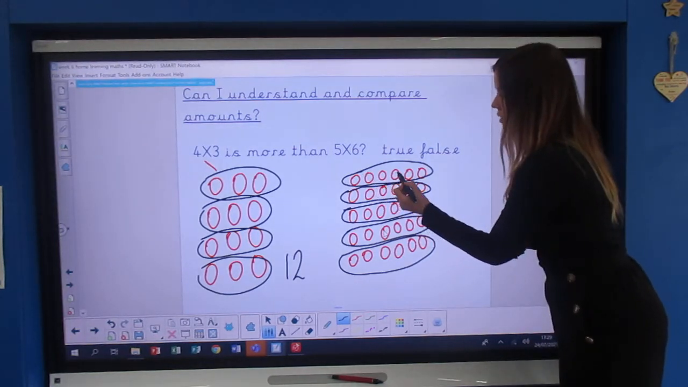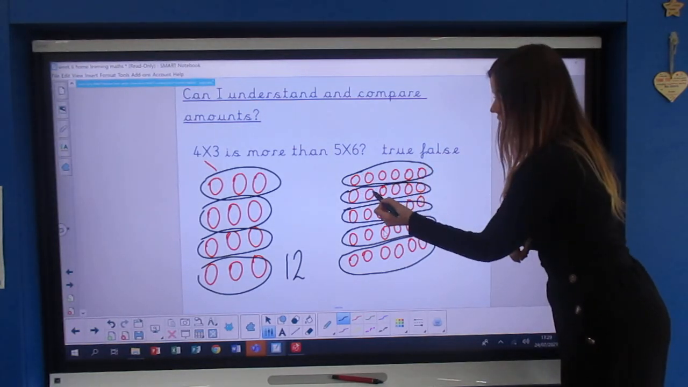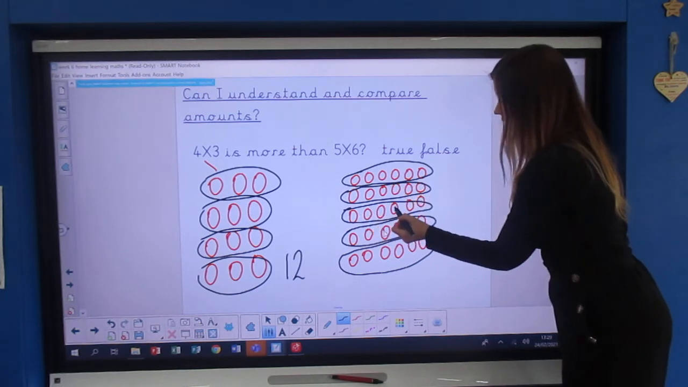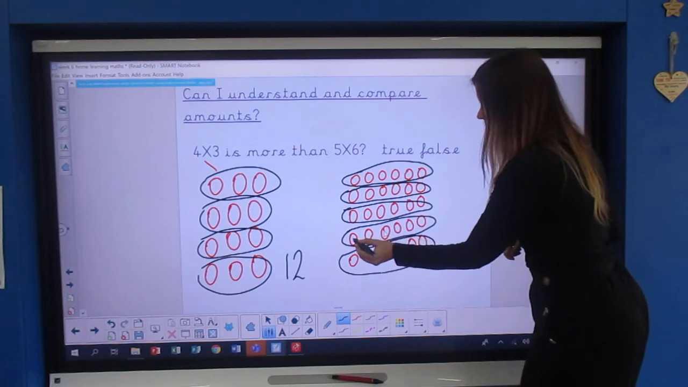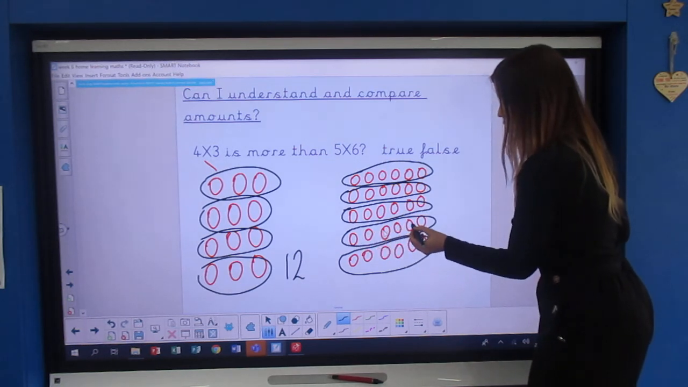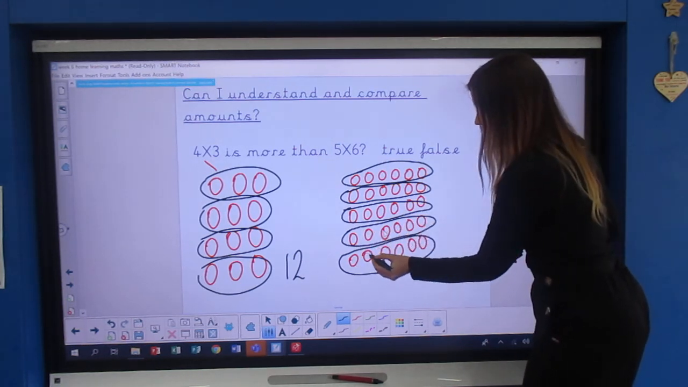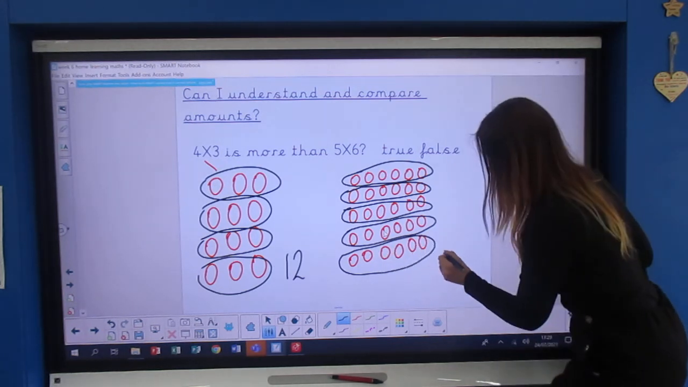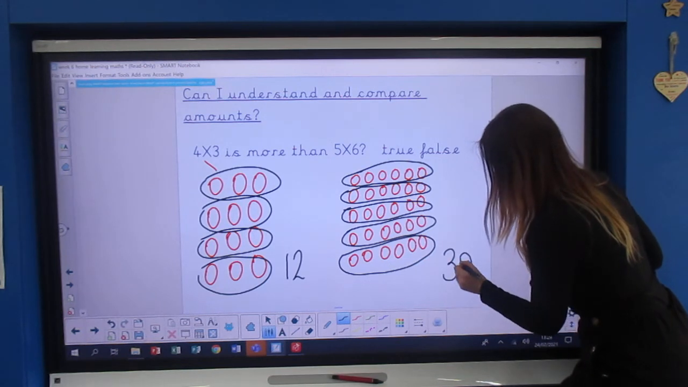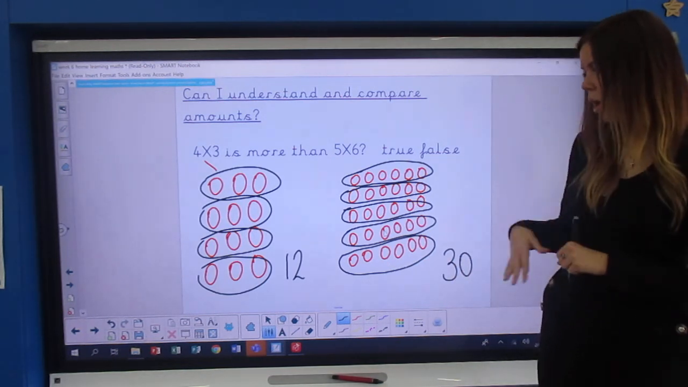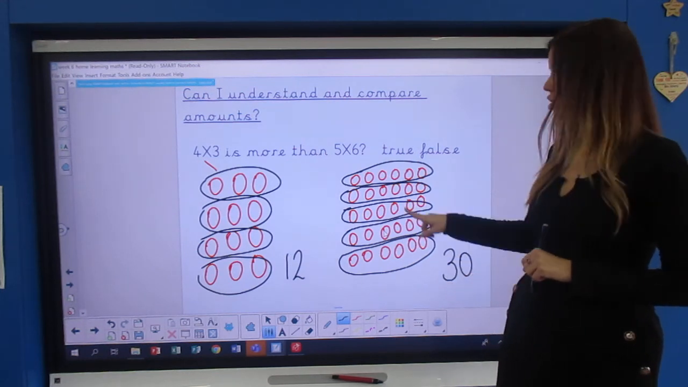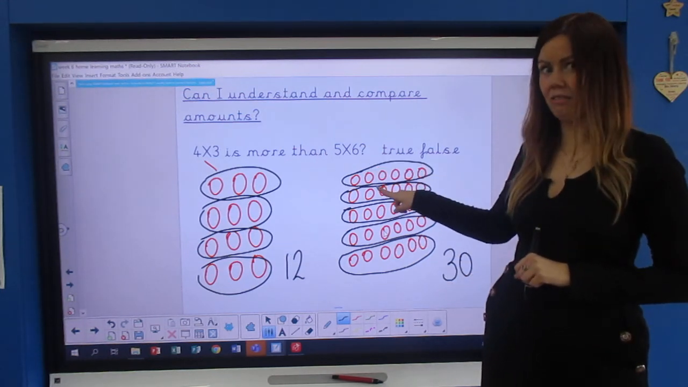1, 2, 3, 4, 5, 6, 7, 8, 9, 10, 11, 12, 13, 14, 15, 16, 17, 18, 19, 20, 21, 22, 23, 24, 25, 26, 27, 28, 29, 30. Goodness me, that was a big one. So which one is the bigger number? This one. So 5 times 6 is the bigger answer.